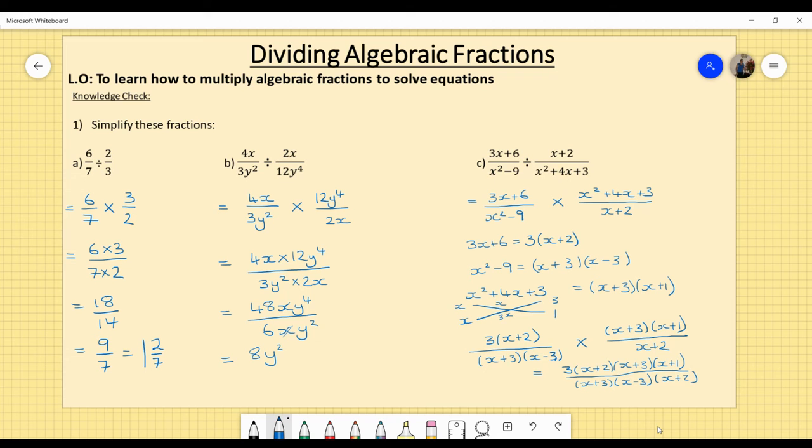And then I want to see what I can cancel out. So the x plus 2 will cancel with this x plus 2. The x plus 3 will cancel with this x plus 3, leaving me with, and be careful not to drop the 3 at the front, 3 lots of x plus 1 over x minus 3, and you're done. Okay, so some of these are quite tricky, but do the best you can. Give me a shout if you need help with any of them.